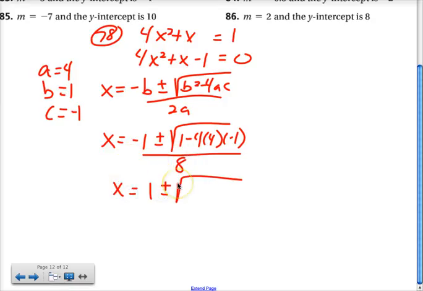Now we're going to go ahead and figure out what we have underneath that radical there. And we have two negatives, so negative 4 times 4 is negative 16. Negative 16 times negative 1 is positive 16. So 1 plus 16 is 17. And I'm just going to shorten my radical symbol up there a little bit. That's as good as it gets, because the square root of 17 is not simplifiable. And that should take care of 4-8 day 2.